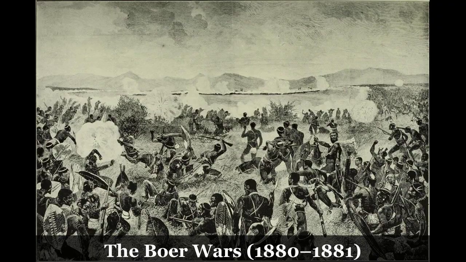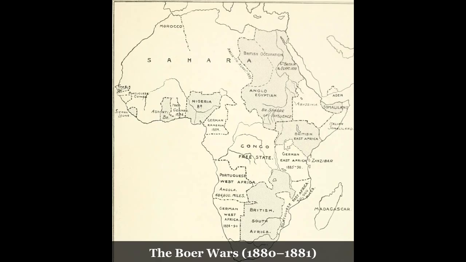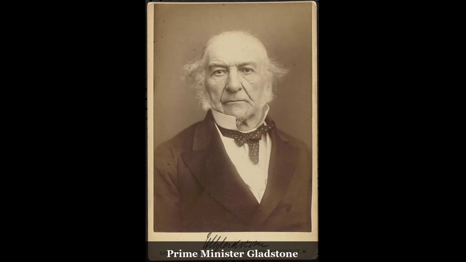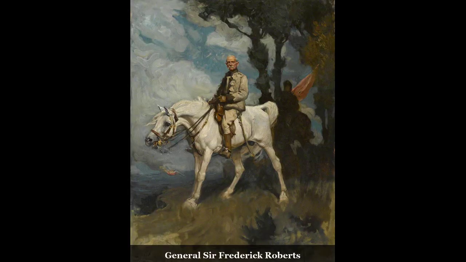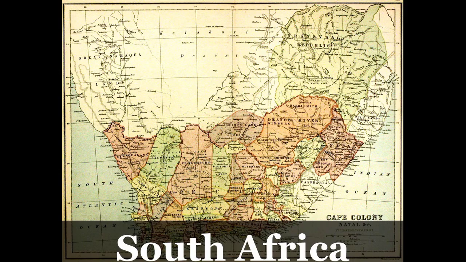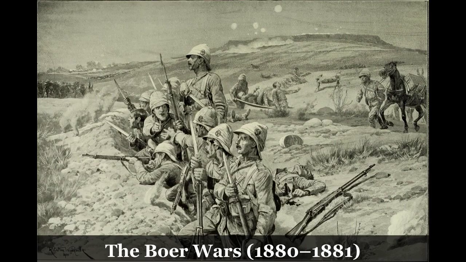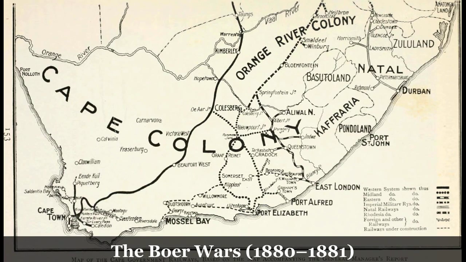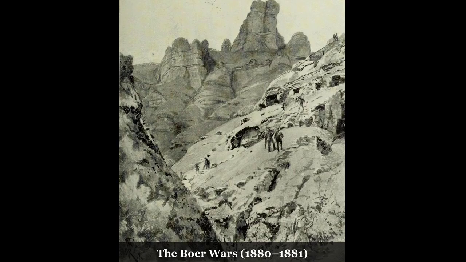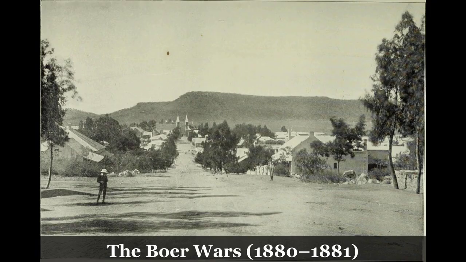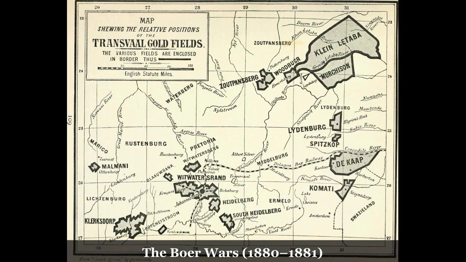As the war entered its final phase, the British government began to reassess its strategy. On April 5, 1881, Prime Minister Gladstone announced that he would be sending a new commander, General Sir Frederick Roberts, to take charge of the British Army in South Africa. Roberts was a seasoned veteran of colonial wars, and he was determined to bring the conflict to a swift and decisive end. Under Roberts' leadership, the British Army launched a series of bold attacks against the Boer positions, using their superior firepower and numbers to overwhelm the enemy.